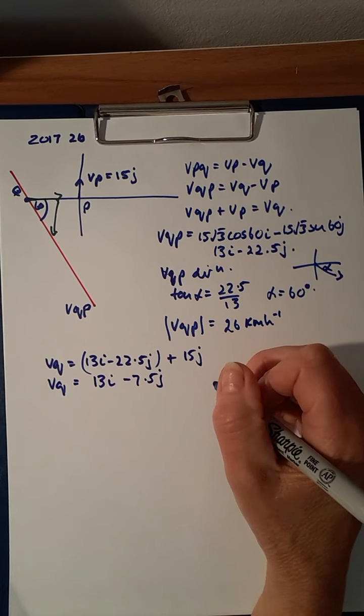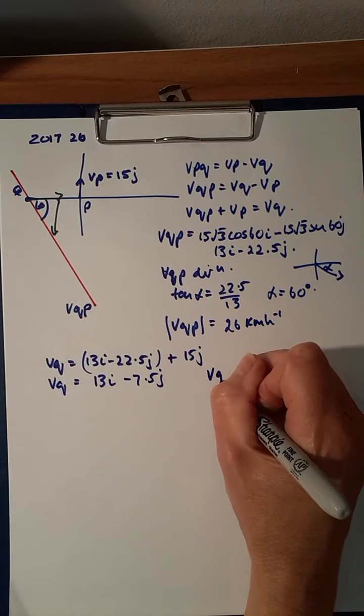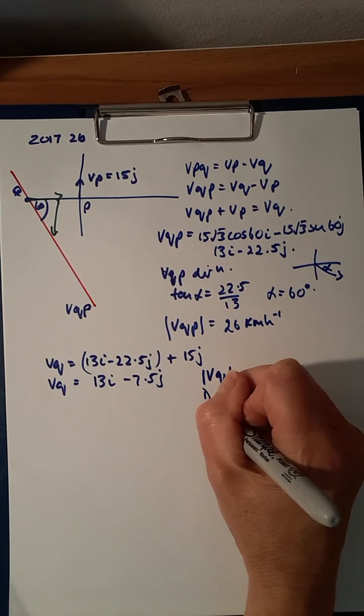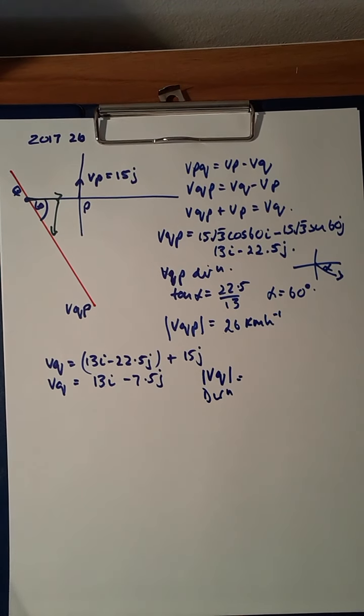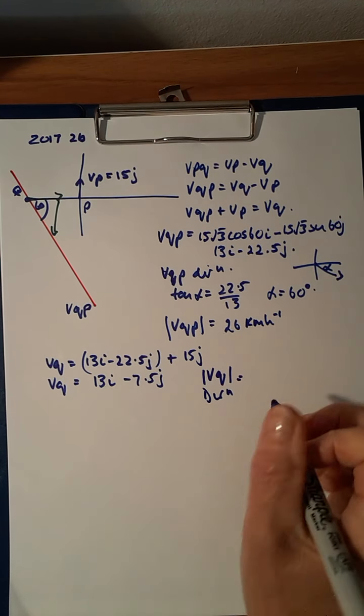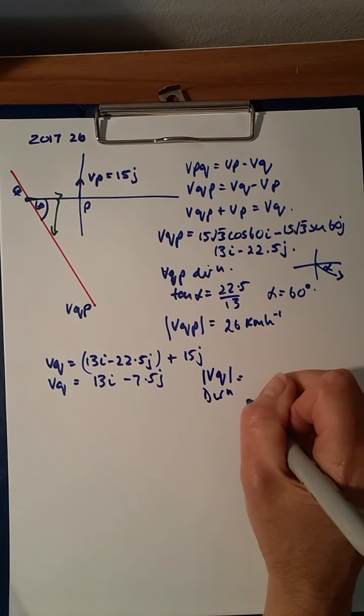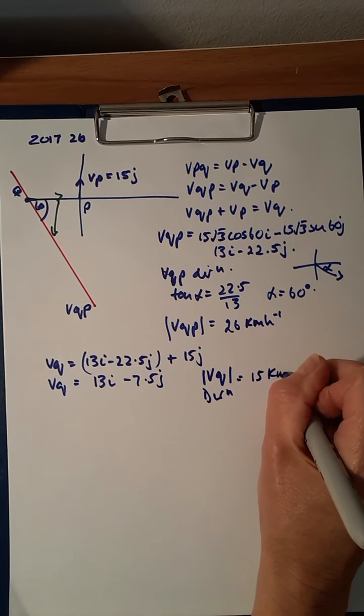I could find the speed and the direction, which maybe I will for good measure. So to get the speed of it, remember, it will be 13 squared plus 7.5 squared, and the square root of that will give me 15. Oh, sure, I know that. I know it's 15 kilometers per hour. I was told that in the question.